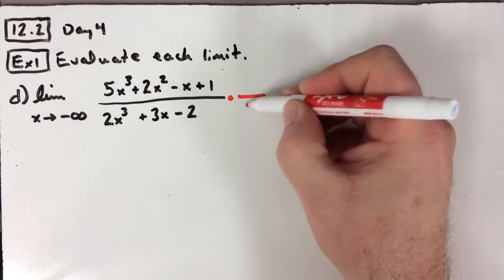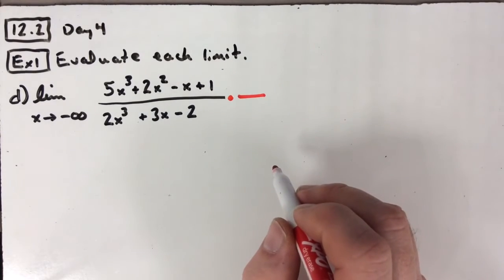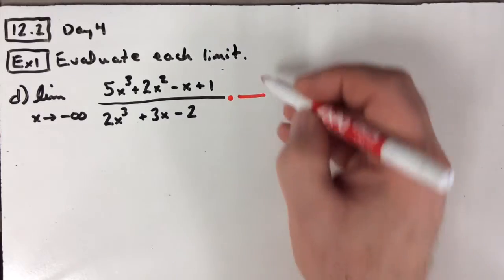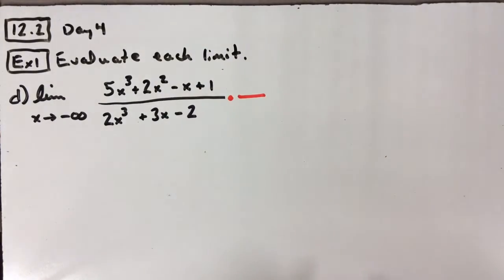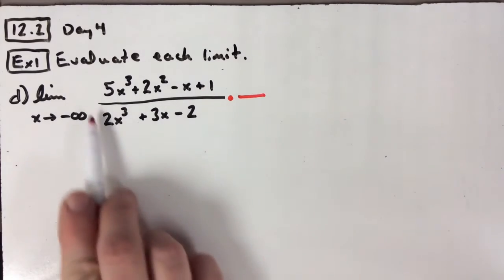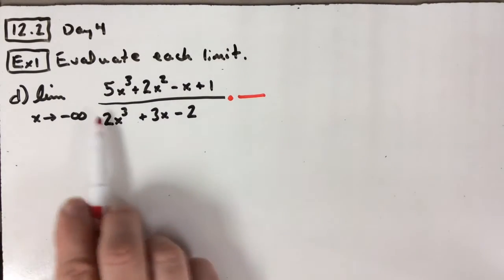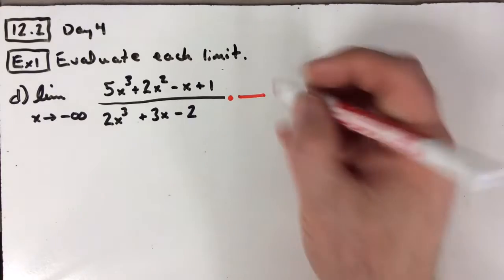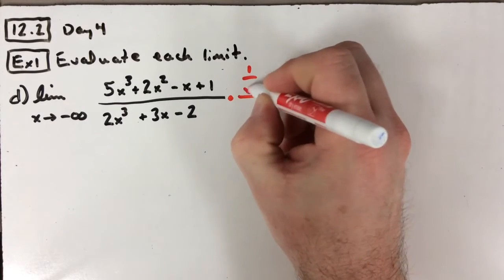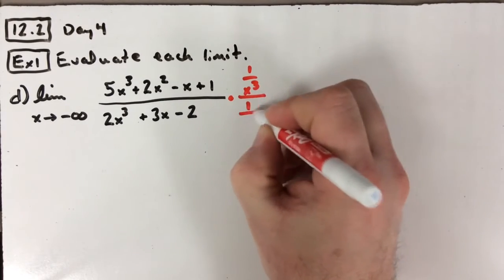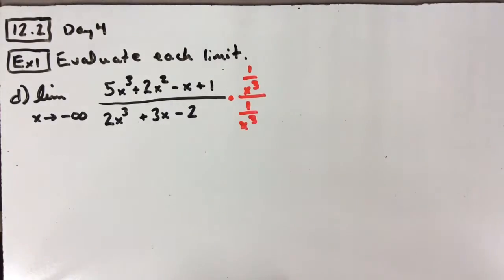So whatever's here in the top and whatever's here in the bottom has to be the same. And what I'm going to choose to multiply the top and the bottom of this fraction by is 1 over whatever the highest power of x was. So our highest power of x in this problem is an x to the third. So I'm going to multiply top and bottom of this fraction by 1 over x to the third.